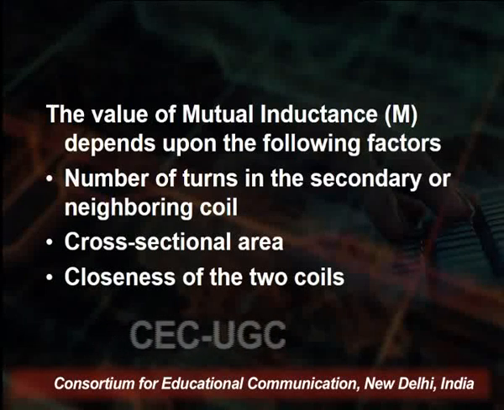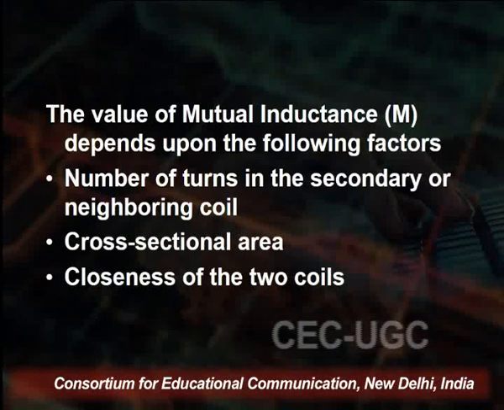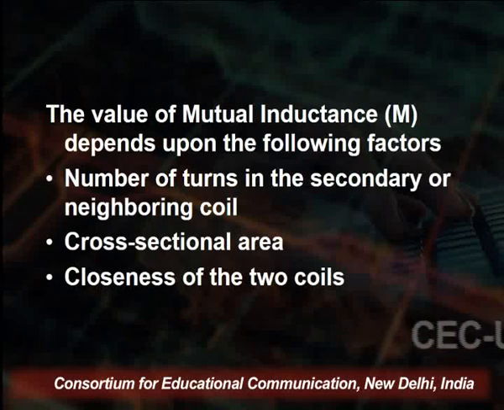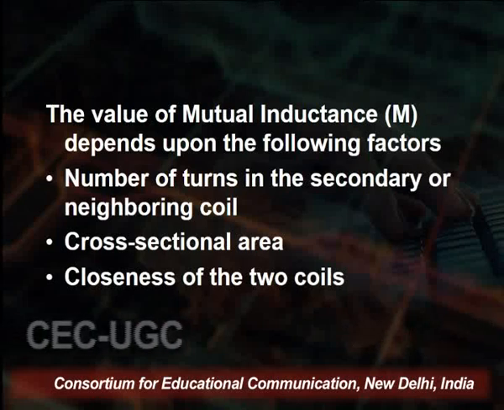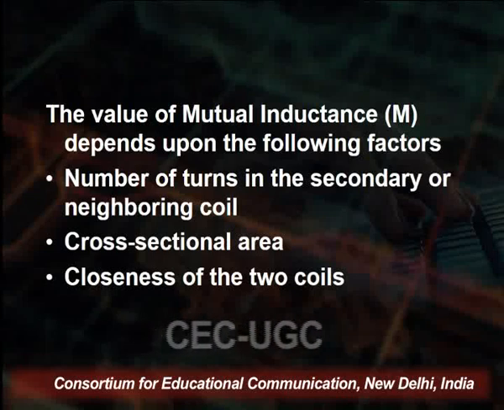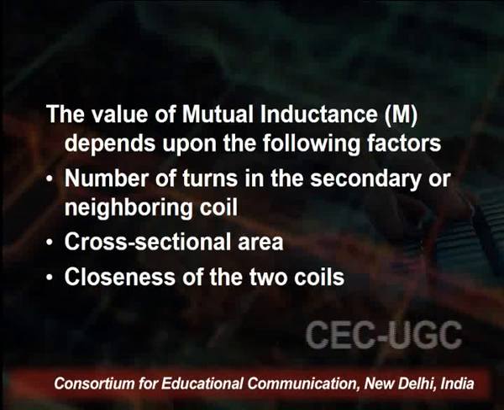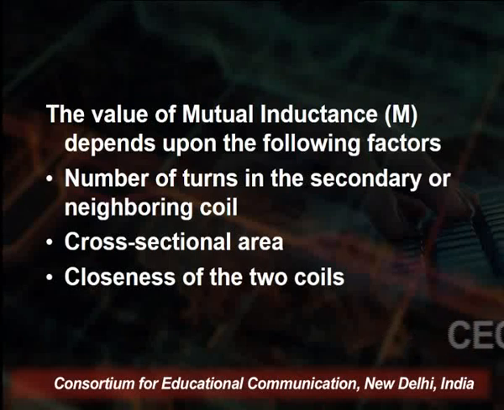So the value of mutual inductance depends upon the following factors. Number 1 is the number of turns in the secondary or the neighboring coil. Number 2 is the cross-sectional area of the inductor, and third is the closeness of the two coils. So the mutual inductance depends upon three factors: one is the number of turns in the coil, number 2 is the cross-sectional area, number 3 is the closeness of the two coils.